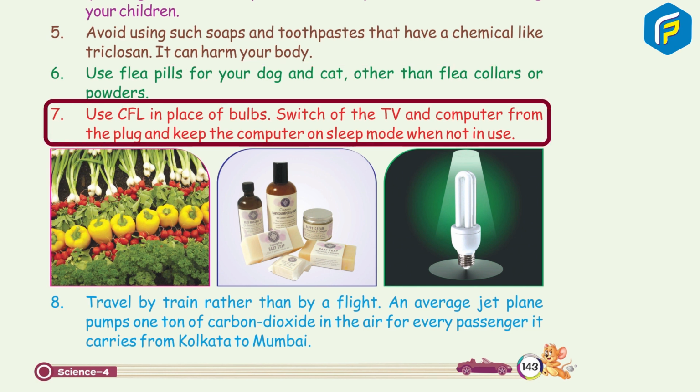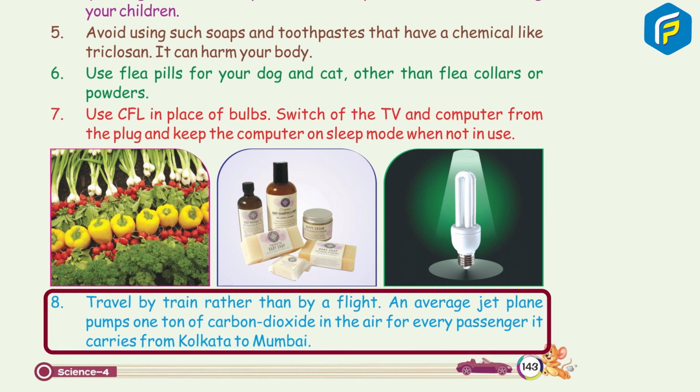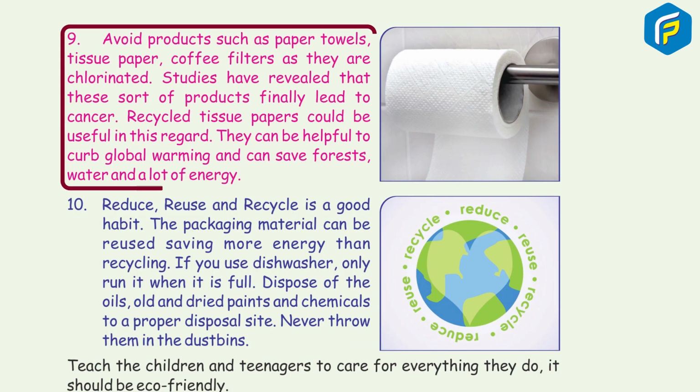7. Use CFL in place of bulb. Switch off the TV and computer from the plug and keep the computer in sleep mode when not in use. 8. Travel by train rather than by a flight. An average jet plane pumps 1 ton of carbon dioxide in the air for every passenger it carries from Kolkata to Mumbai. 9. Avoid products such as paper, towels, tissue paper, coffee filters as they are chlorinated.